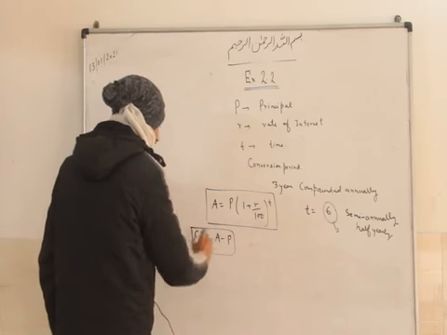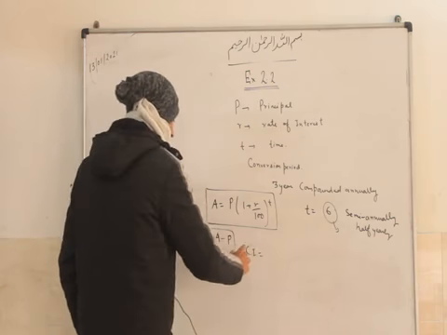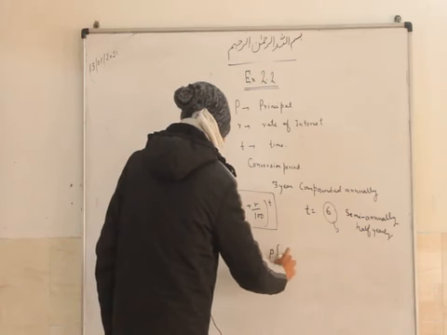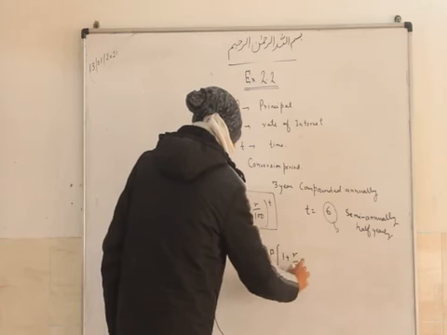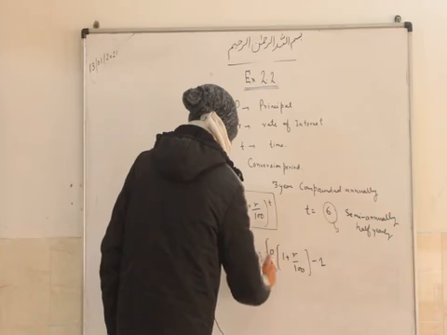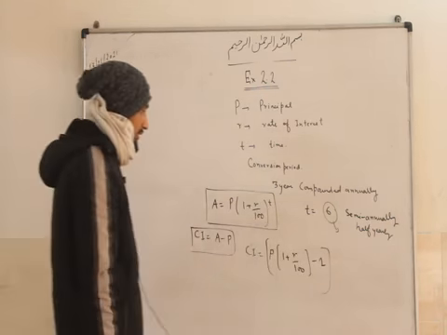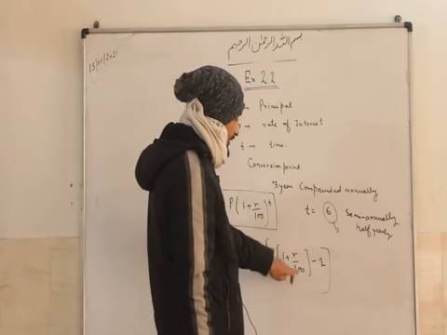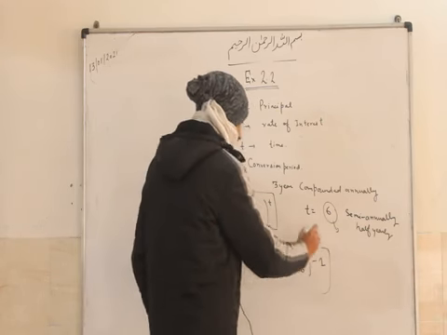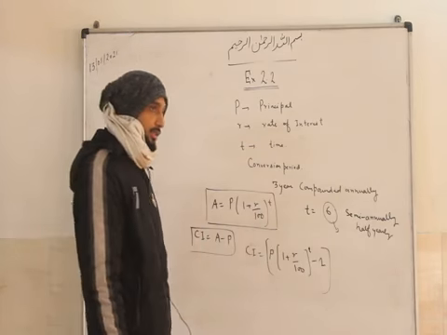And if we have to find the compound interest directly, we can use this formula. Compound interest equals P, we can take common here, [(1 + R/100)^T minus 1]. So we have taken P common here, and T is whatever the time is. So this is the direct formula to calculate the compound interest.